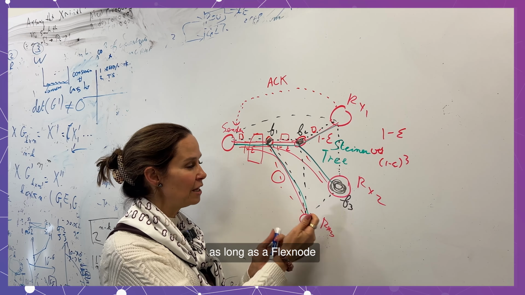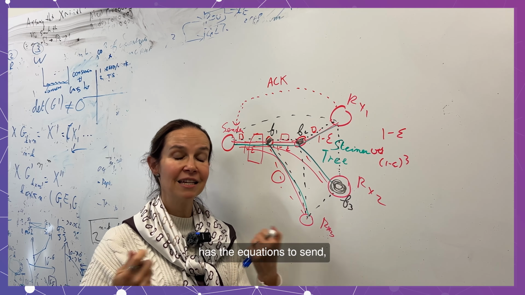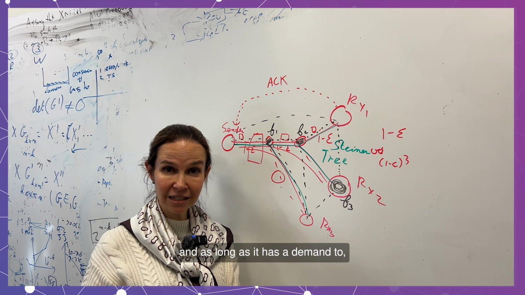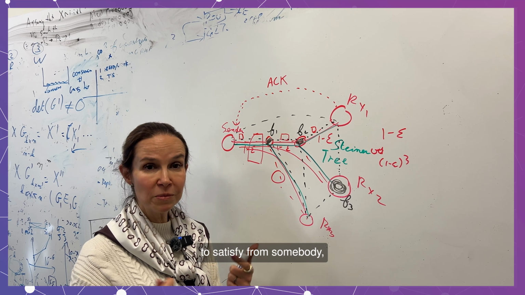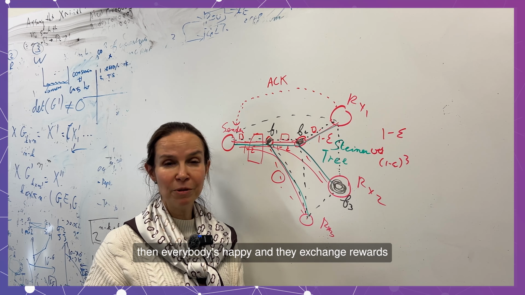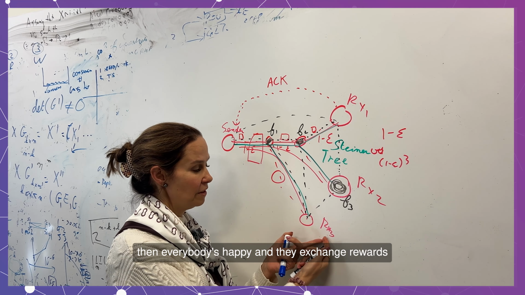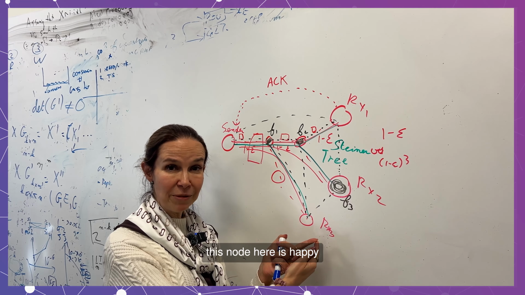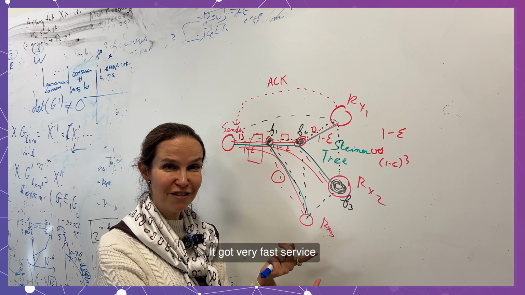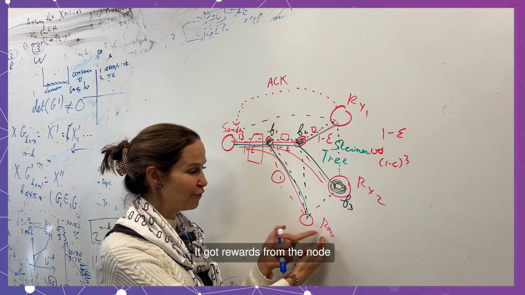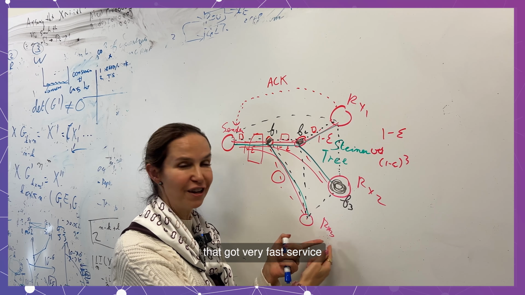As long as a flex node has the equations to send, and as long as it has a demand to satisfy from somebody, then everybody's happy and the exchange rewards. This node here is happy. It got very fast service. This node here is happy. It got rewards from the node that got very fast service.